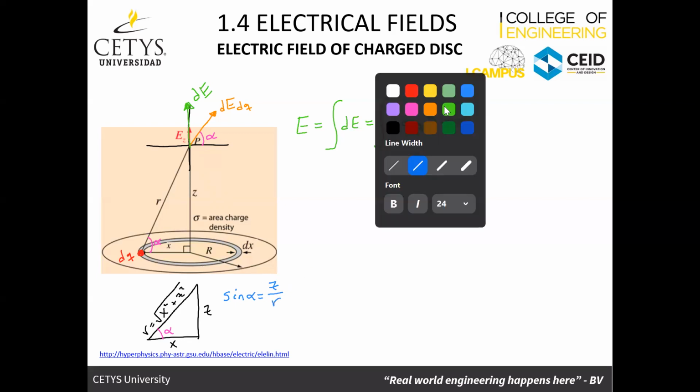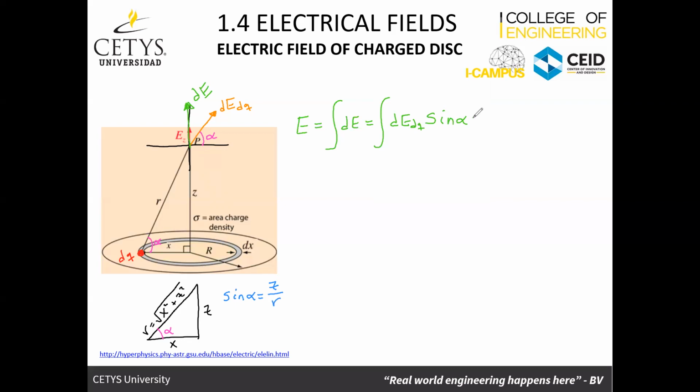Now, we also know that dE dQ is going to be K, which is the electrical constant, multiplied by the differential charge divided by r squared. And this would be multiplied by z divided by r. And so this is going to give us the integral of k z dq divided by r to the 3.